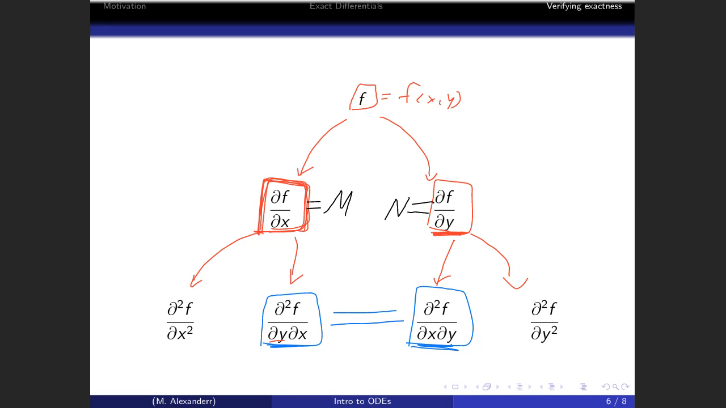And so what we're saying is this: this will be the partial of M with respect to the y variable, and this is the partial of N with respect to the x variable, and we're saying that those two things are equal to each other. All right, so that's just a little picture of what the theorem is saying.